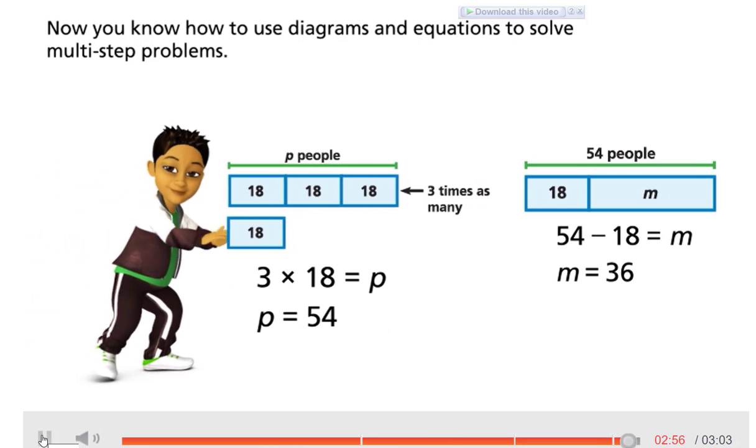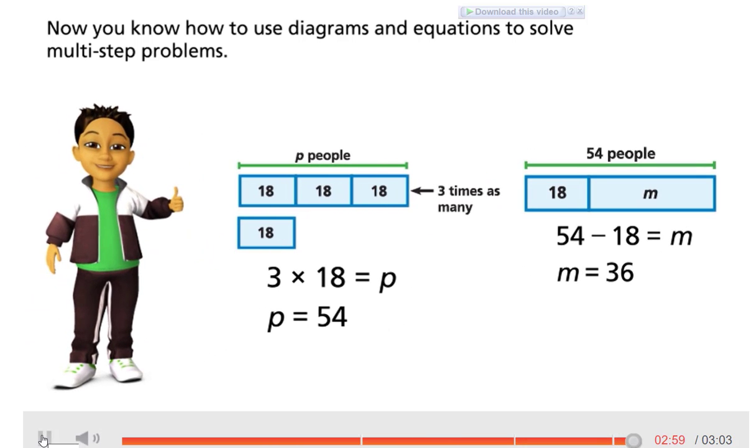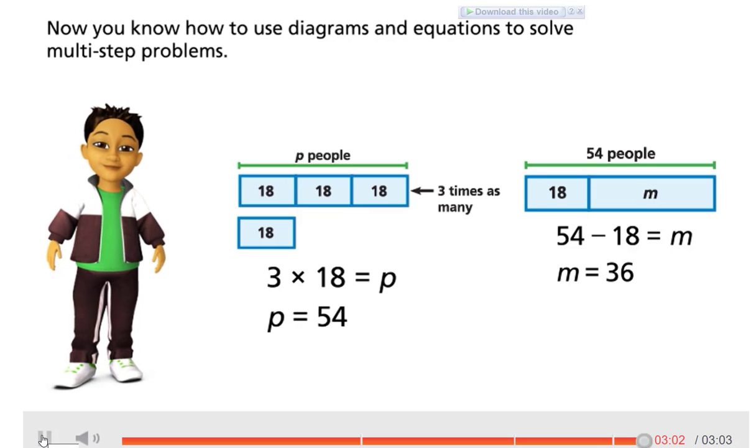Now you know how to use diagrams and equations to solve multi-step problems. We call these problems multi-step because we do more than one step. In this problem, we did 2 steps. Multiplication to find the heading question, the number of people this year, and we used subtraction to answer the main question, which is how many more than last year. So we used multiplication, then subtraction.